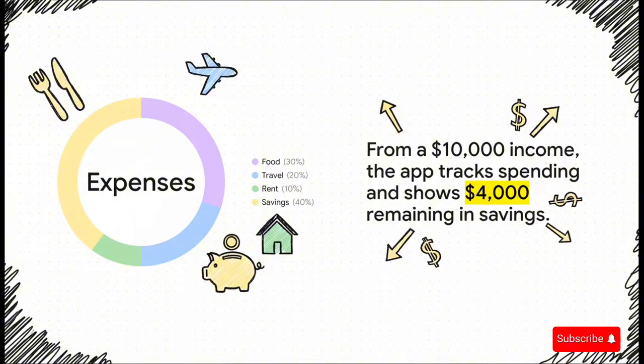You can feed it some sample data, let's say $3,000 on food, $2,000 on travel, another $1,000 on rent, and the app instantly creates this pie chart. It shows you exactly where your money's going and what's left for savings. It just works right out of the box.